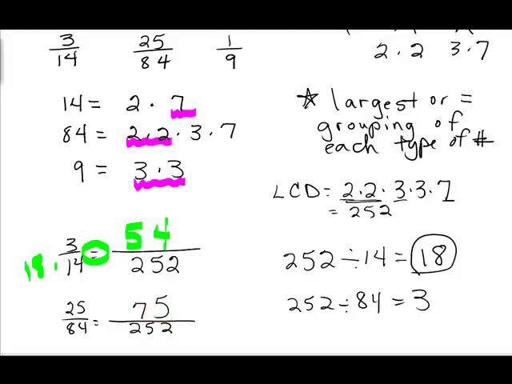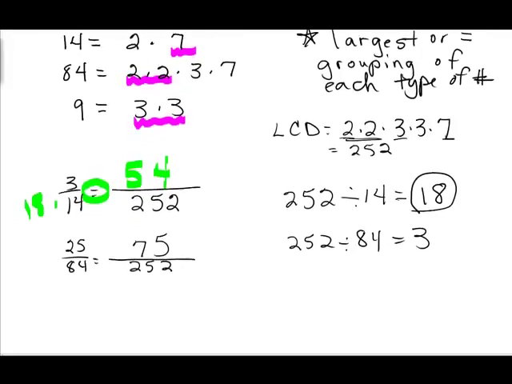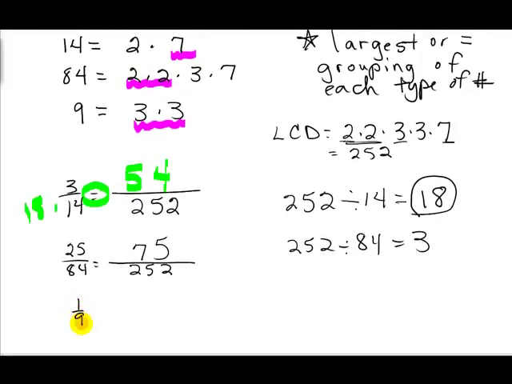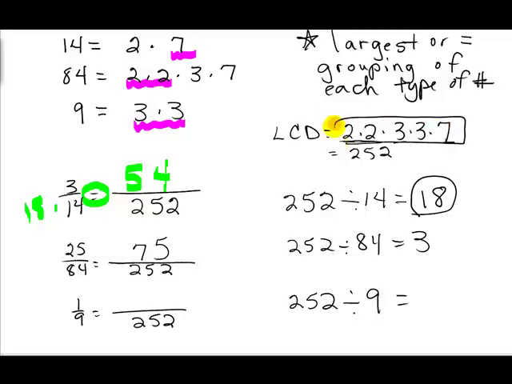Then our last one is 1 over 9. And again, we want to get 252 for our denominator. So how do we go from 9 to 252? Well, let's do some division and figure out how many times does 9 go into 252. So do the division, or do what I suggested earlier. This is what I'm using for my LCD. And here is what 9 is.